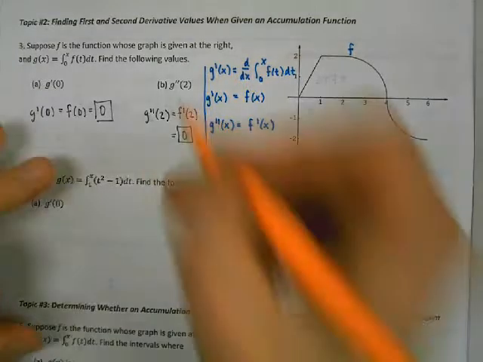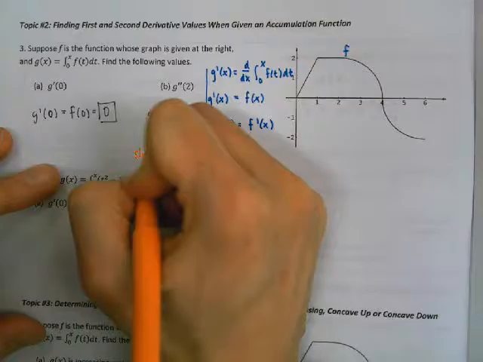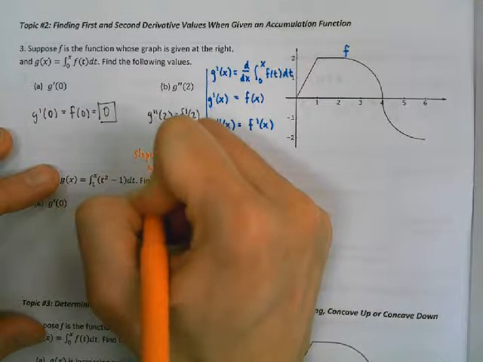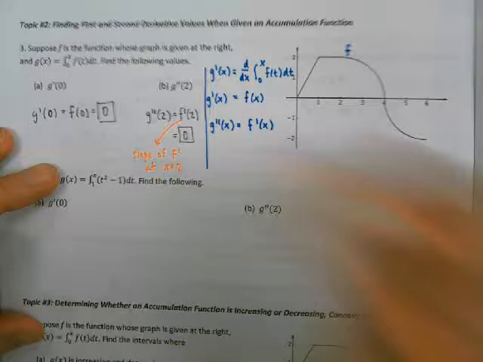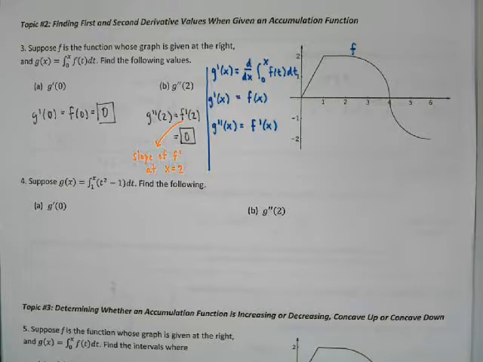Okay, and I'm going to make a note of that actually. f prime of 2 is asking for the slope of f at x equals 2. And that's how we get 0.